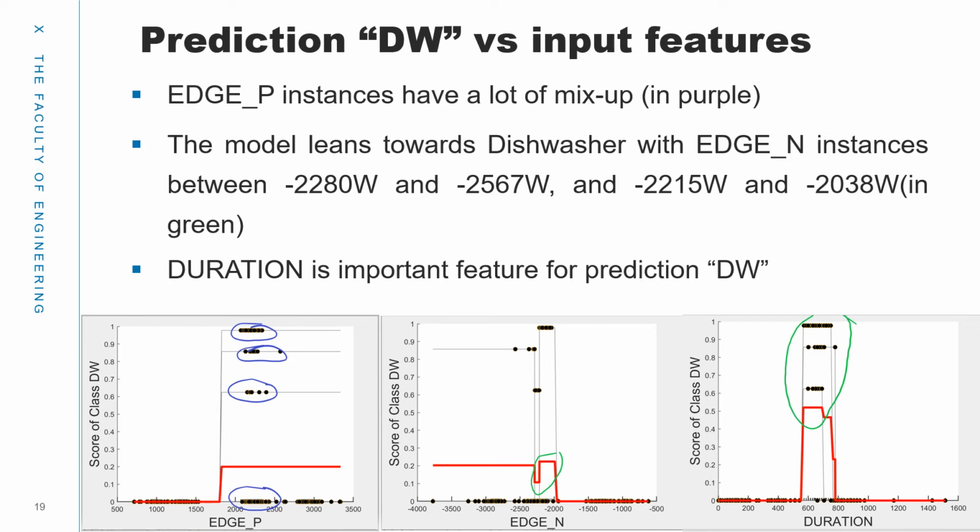With the duration feature, however, instances between 270 seconds and 280 seconds have high impact on predicting dishwasher. The PD plot with these instances can be seen to rise about 60%. Hence, as in washing machine, duration is more important for predicting dishwasher.